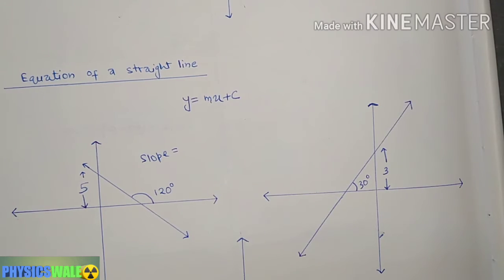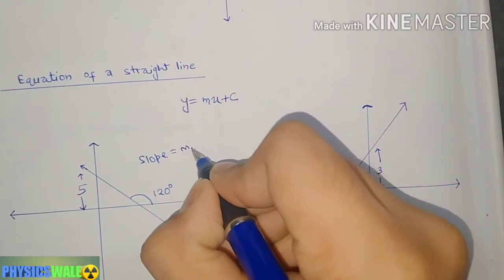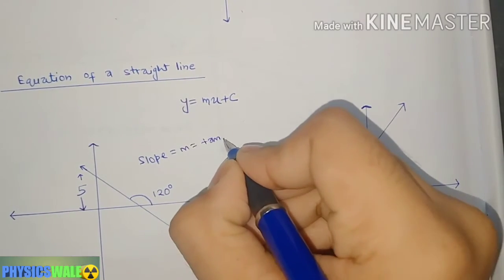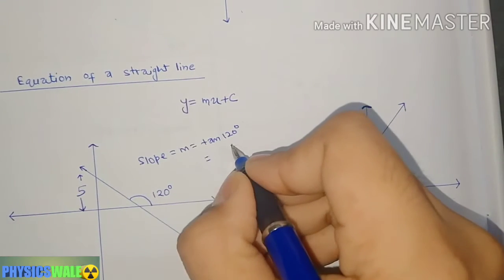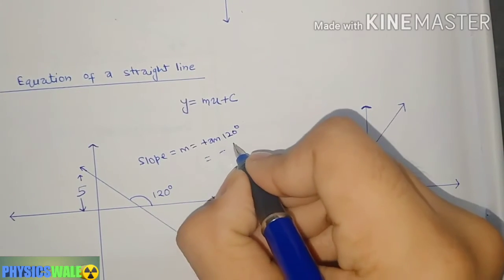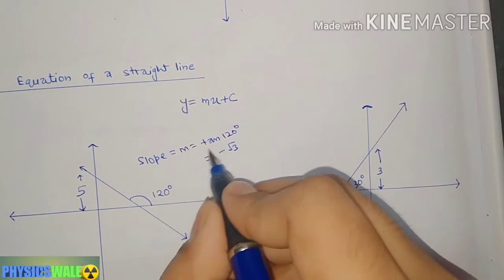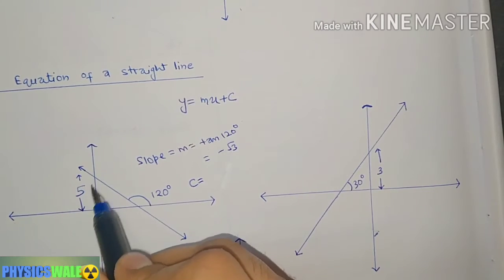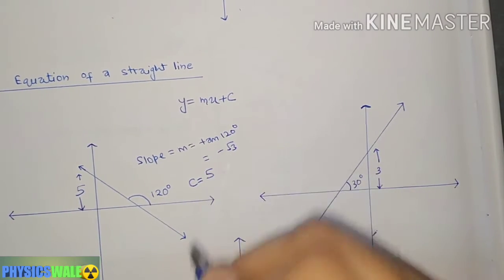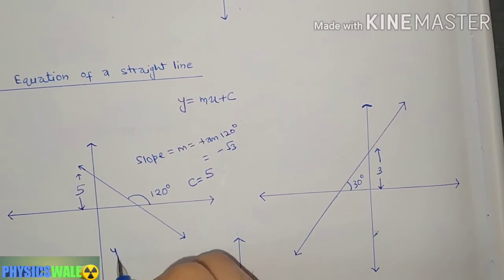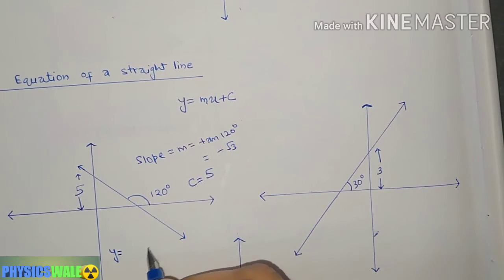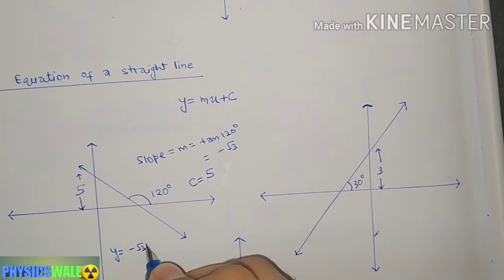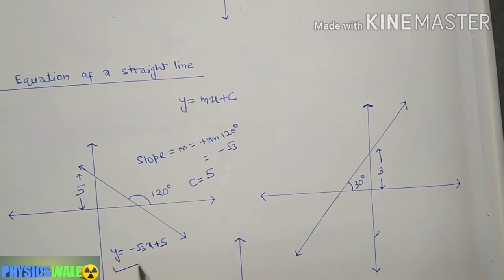Look at this graph over here. We can calculate the slope of the graph, that is the value of m. Slope is equal to m, which is tan of 120 degrees. We know that tan of 120 degrees is minus root 3. So the value of m for this graph is minus root 3, and the value of c we can calculate, that the y-intercept of the graph is positive 5. So the equation of this line will be y is equal to mx plus c, where m is minus root 3, plus 5. This is the equation of this line.